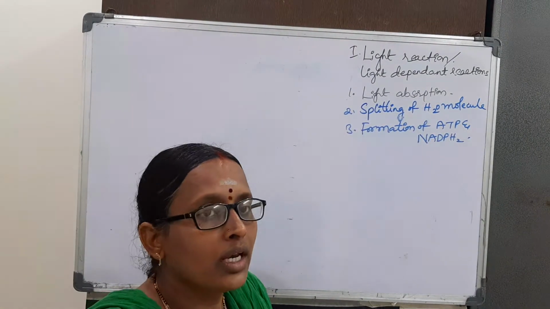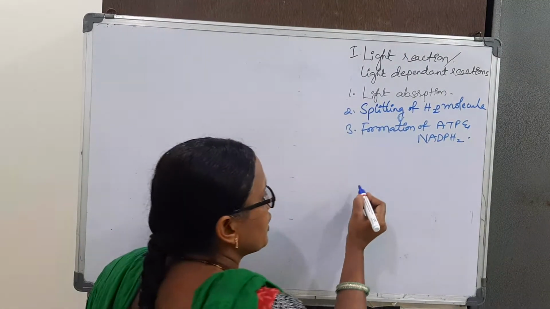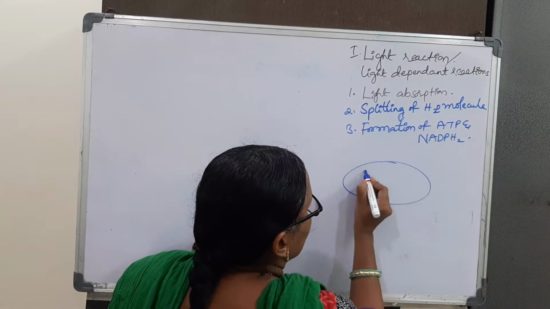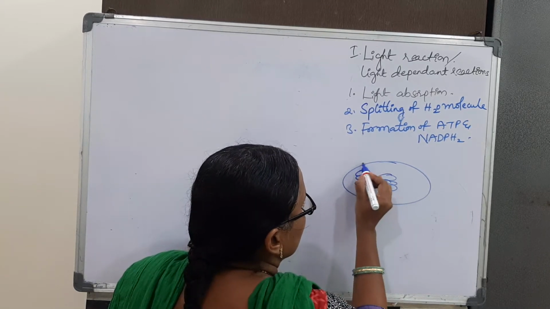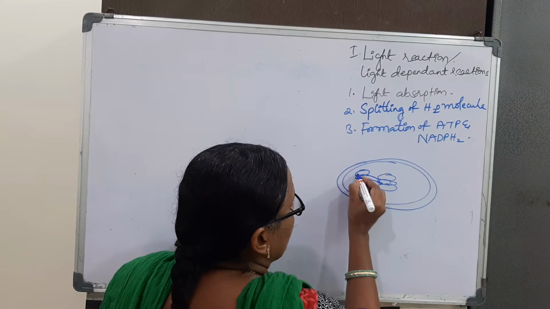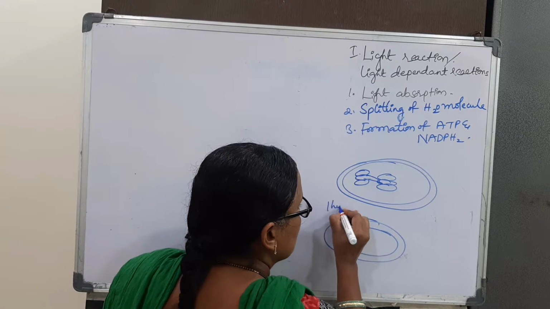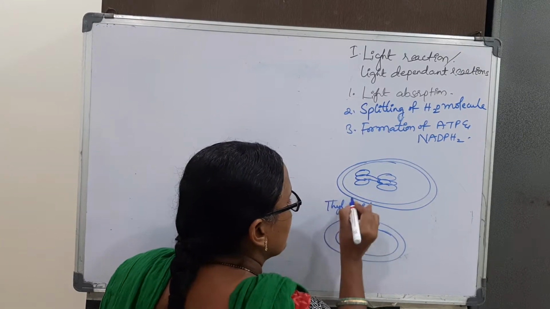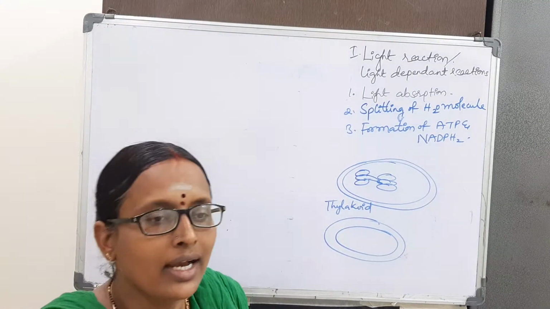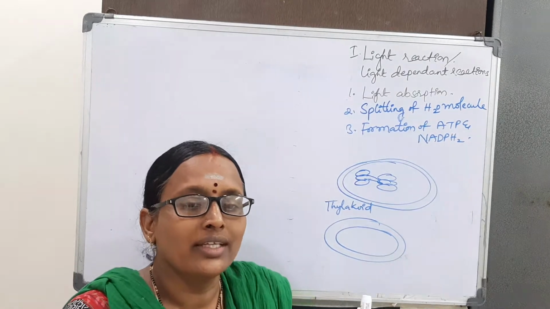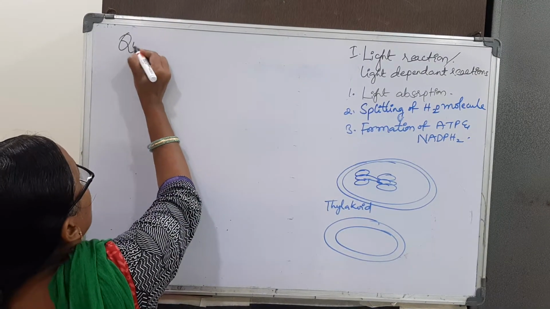Before starting the light reaction, if you recollect, we must once again recollect the structure of the chloroplast. So this is the chloroplast and thylakoid. So in this thylakoid membrane, it is the single thylakoid. In this thylakoid membrane, our special pigments, that is chlorophyll pigments and other pigments, are associated in groups. So those groups are known as quantasomes.